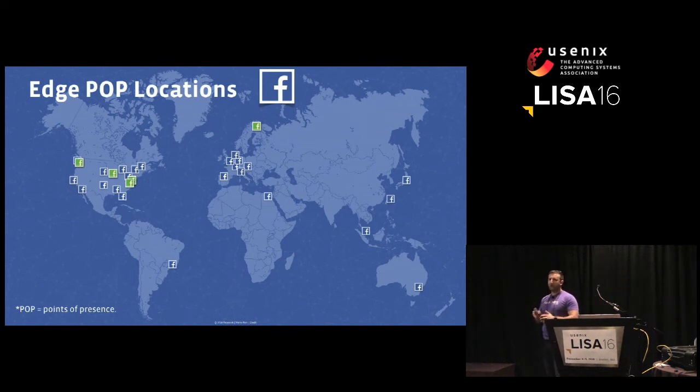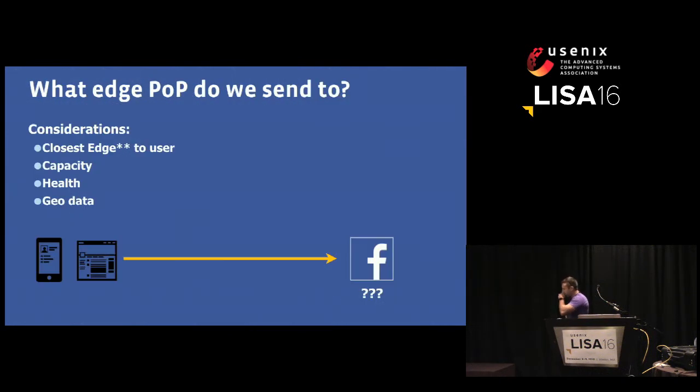So every POP is constrained in one way or another. So we need to be really smart and not overload POPs and overload any of the finite resources that we have in each of these locations. So some of the different considerations of where to send these connections. The first one is closest edge to the client.